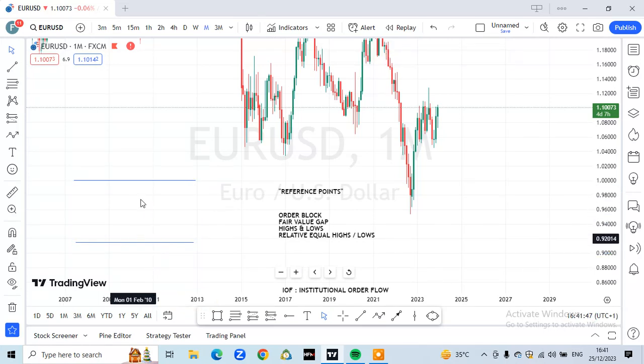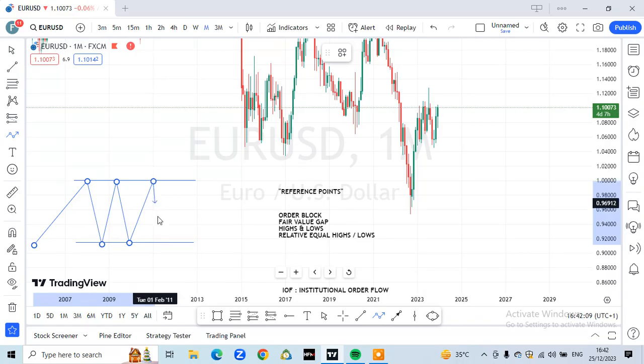So we have two lines here. The market was coming from here, bounce here, bounce here. This level is a resistance level. This is a support level. And this is a place whereby the market gets to and rebounds.